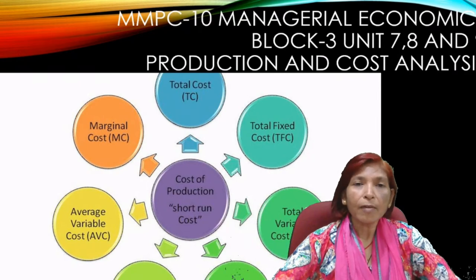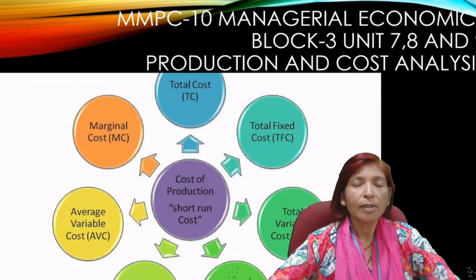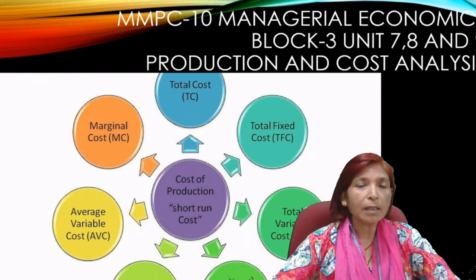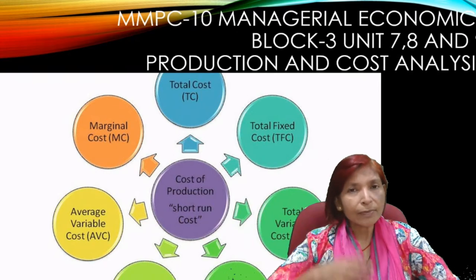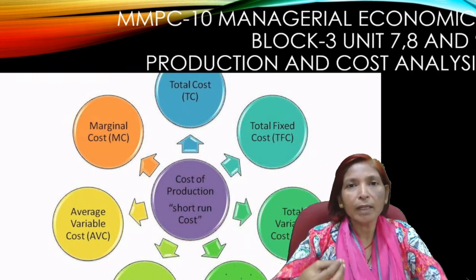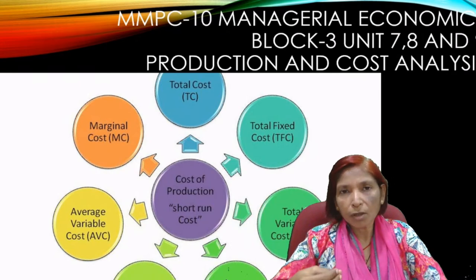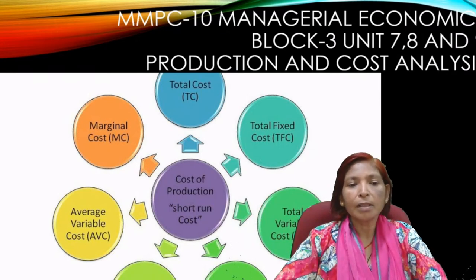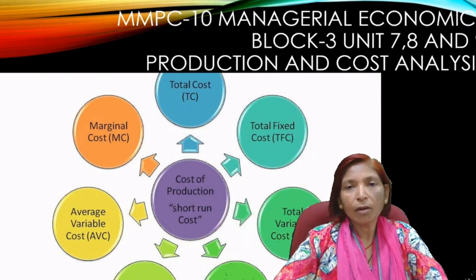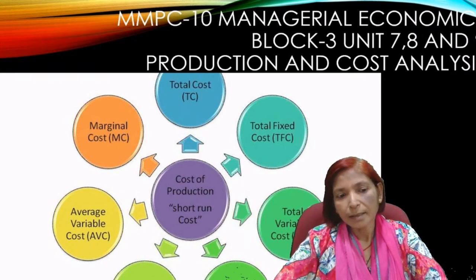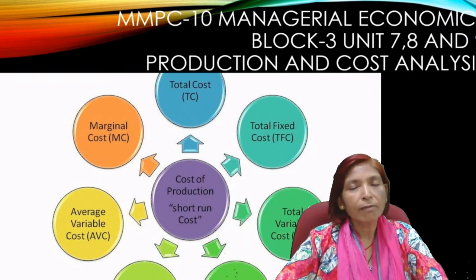Next is average cost. Average cost is the per unit cost of output. And marginal cost is the net change in total cost. In other words, if we include one more additional unit of labor for producing goods and services, then there will be a change in total cost. The net change in total cost is called marginal cost. And average fixed cost is the per unit cost of fixed factors, and same as that, average variable cost is the per unit cost of variable factors.